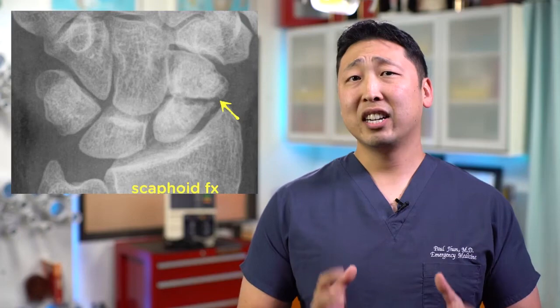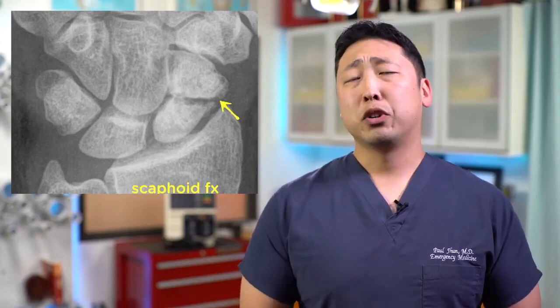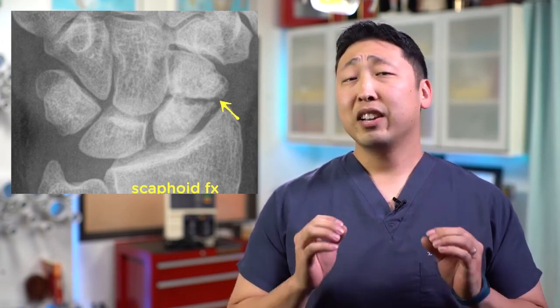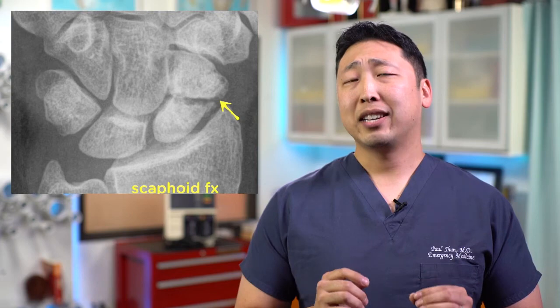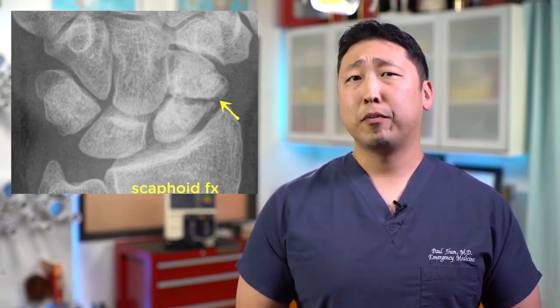Now in the setting of a clinically suspected acute scaphoid fracture with a confirmatory X-ray, the management's pretty straightforward. Thumb spica wrist splint, refer to orthopedic surgeon. But in the setting of a normal X-ray, how do you get to that clinical suspicion of acute scaphoid fracture? Many clinicians would say snuffbox tenderness.